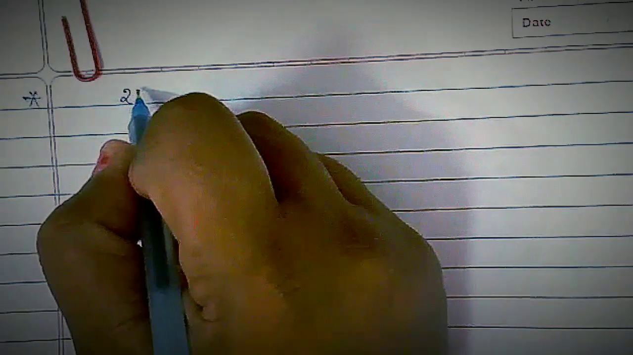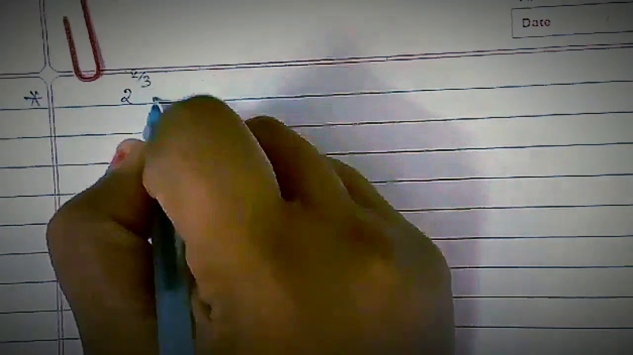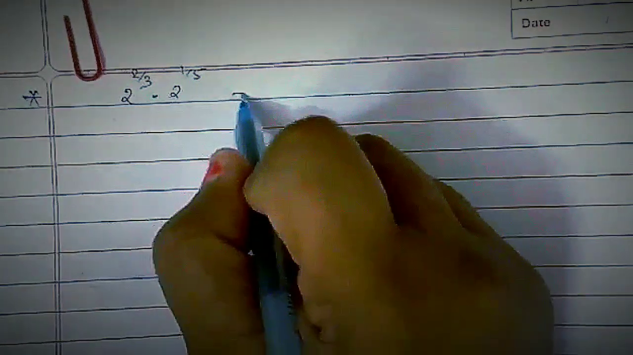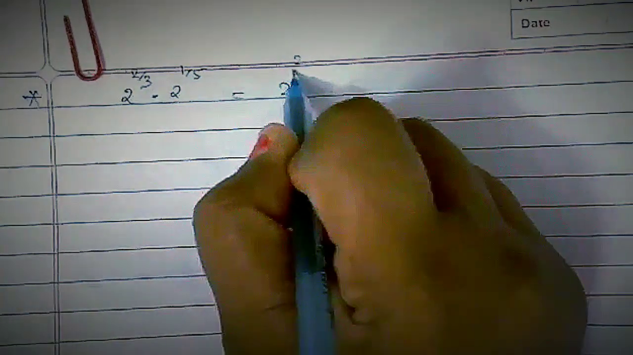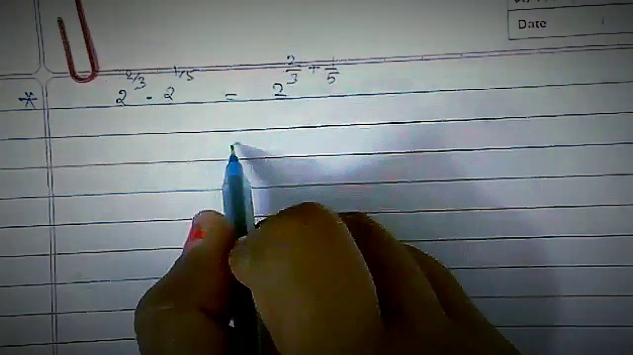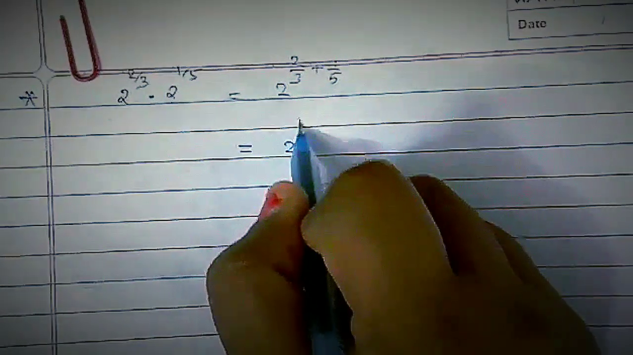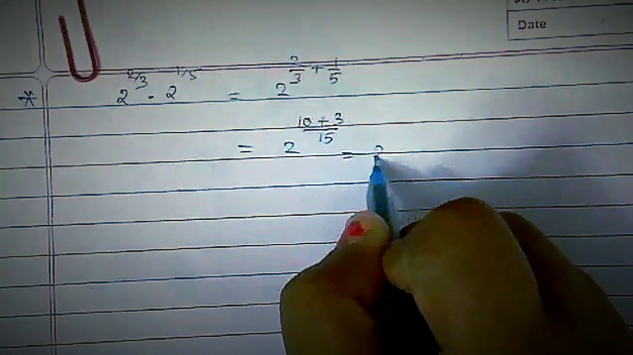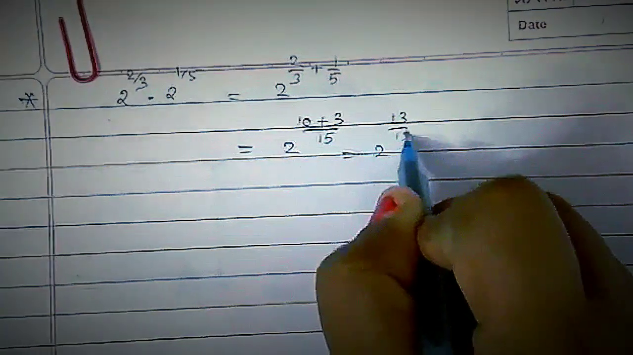We may have few more simplification in this way. For example, 2 raised to 2 upon 3 into 2 raised to 1 upon 5. As we have the same number, so when it is multiplication, the powers will be added. So we will write 2 raised to 2 upon 3 plus 1 upon 5, sorry. Taking LCM, 2 raised to 10 plus 3, the whole upon 15, which is 2 raised to 13 upon 15.